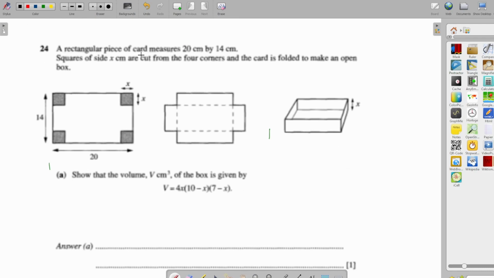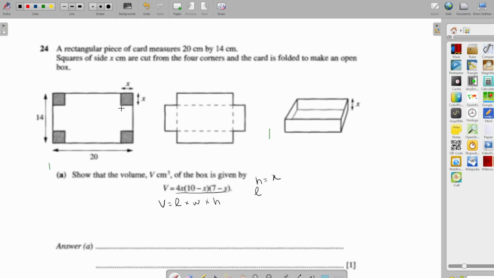A rectangular piece of card measures 20 centimeters by 14 centimeters. Squares of side x, which we don't know what x is, are cut from the four corners, and the card is folded to make an open box. I show that the volume V cm³ is equal to this. So V is equal to the length times the width times the height. Now we know that the height is x as it's shown right here.